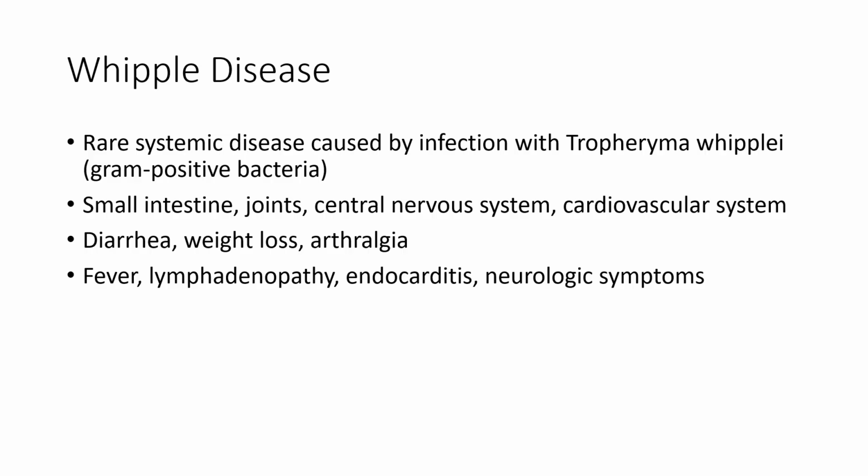It is a systemic disease, which means that it affects multiple organ systems. The clinical presentation is usually a triad of malabsorptive diarrhea, weight loss, and arthralgia. Extraintestinal symptoms may precede the malabsorption, and they include arthritis, arthralgia, fever, lymphadenopathy, neurologic, cardiac, or pulmonary disease.